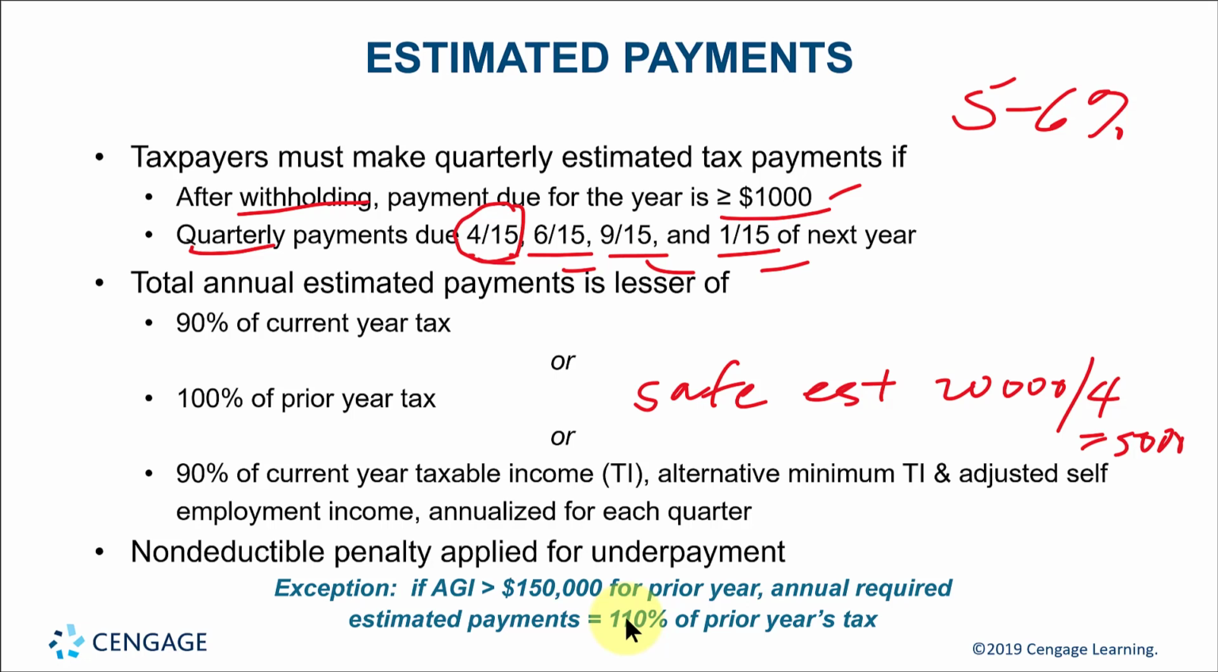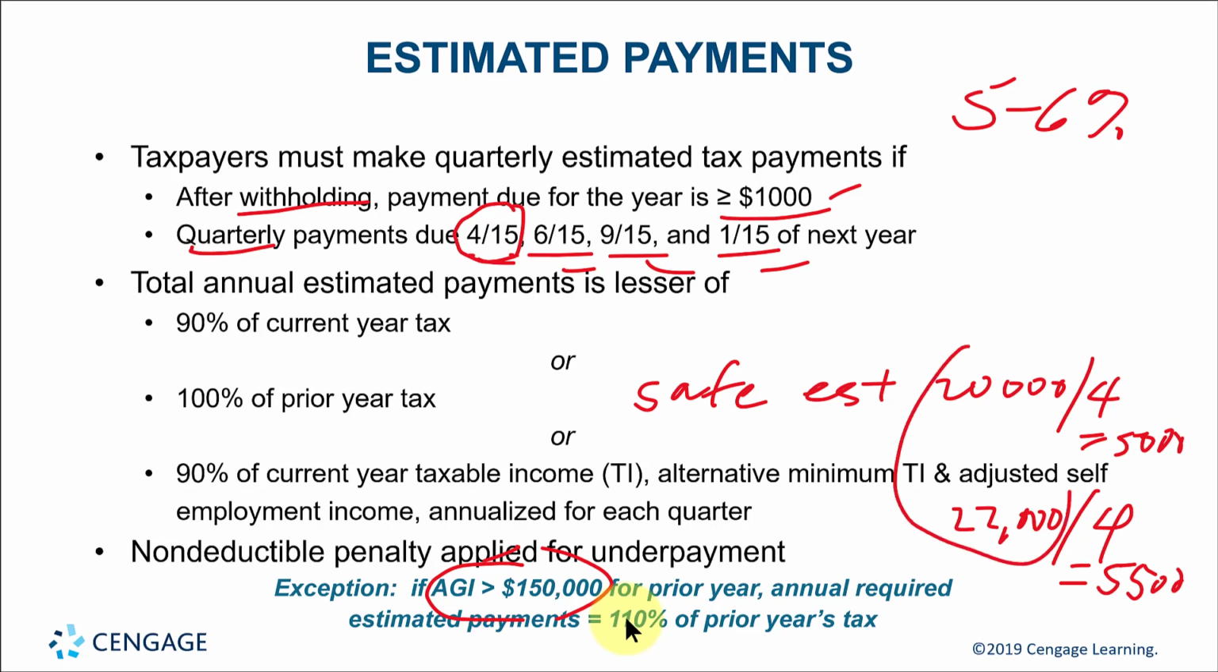But if last year's adjusted gross income was more than $150,000, then the safe estimate is going to be 10% more, or $22,000 for the whole year. Again, divided by 4. So each estimated tax payment is now $5,500. Again, you can reduce this total taxes here by any withholdings you have also, and then divide the balance by 4.